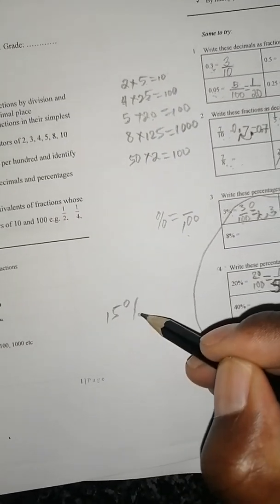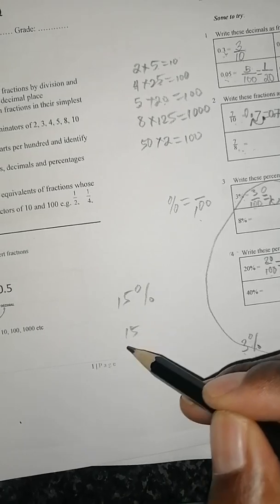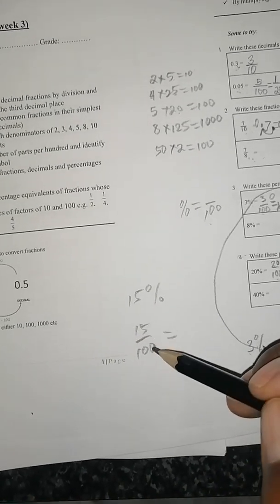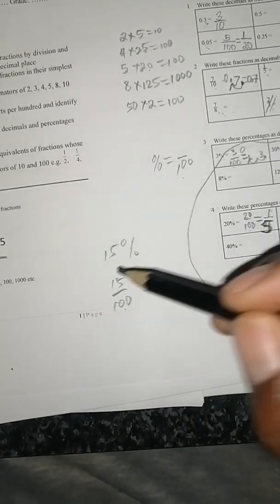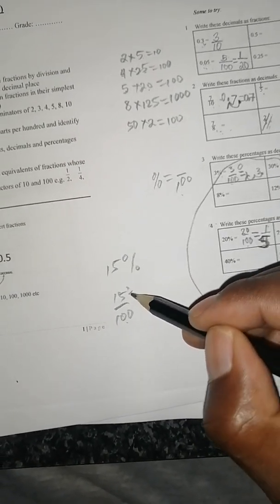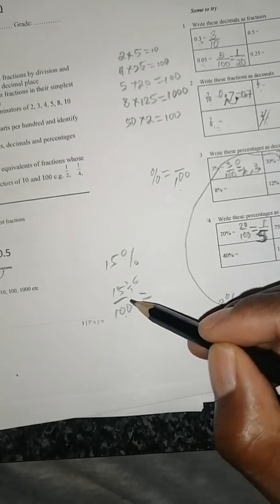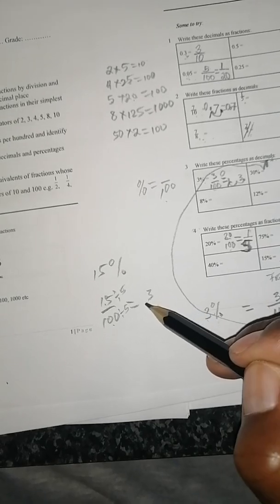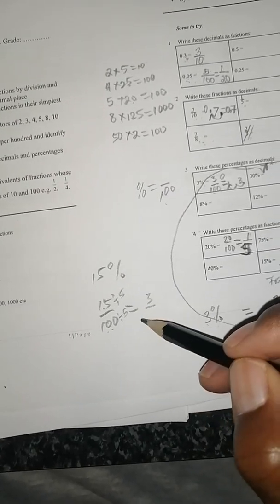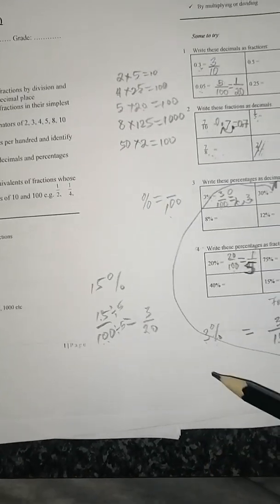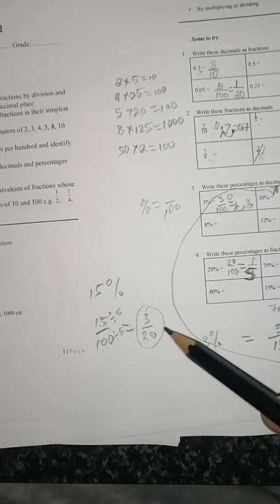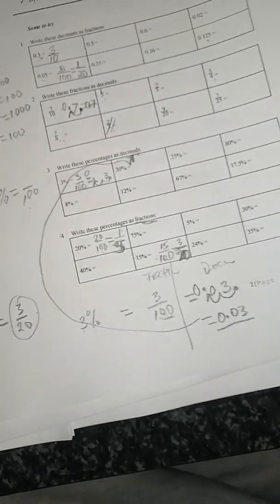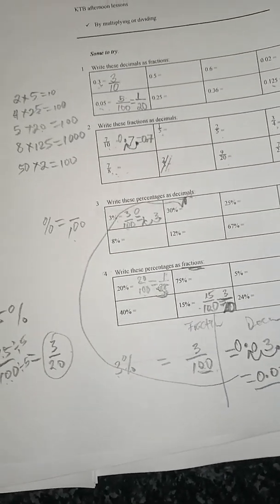I will redo it here. 15 percent, so we say it's 15 out of 100. Then we must find the common factor of 15 and 100, which is 5. 5 goes into 15 3 times, 5 goes into 100 20 times. So this is the final answer, and it's in the form of a fraction, which is what they are asking. So I hope you understand that. You can do the rest, and good luck.